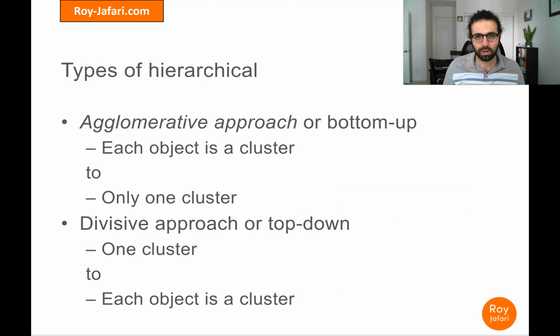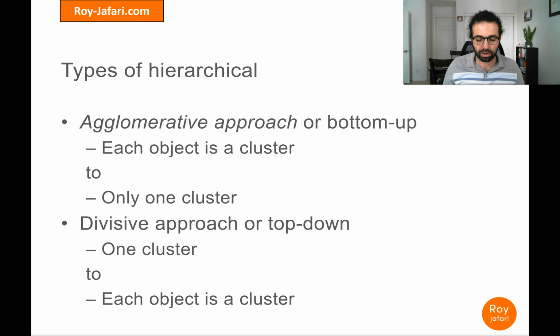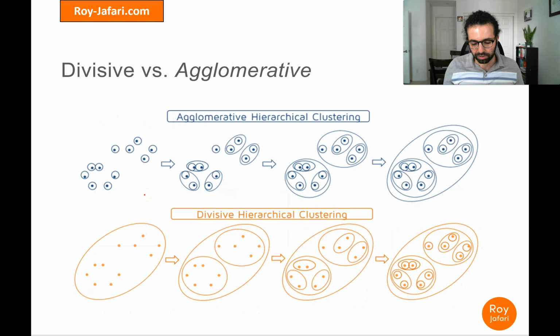There are two types of hierarchical clustering. One is agglomerative. You start with all of the data objects being their own clusters, and you end up with one cluster, and that's called agglomerative. The other way is divisive, where you start with all of the data objects in the same cluster, and you start splitting them until all of the data objects are in their own clusters. So there are two different approaches in hierarchical clustering. The one that we saw in the previous slide was agglomerative, of course. In this video, we're going to focus on agglomerative. So this is the difference between divisive and agglomerative.